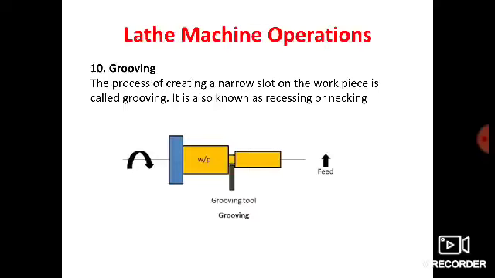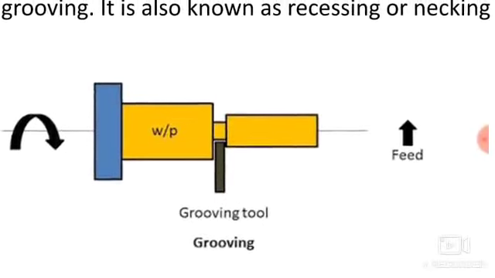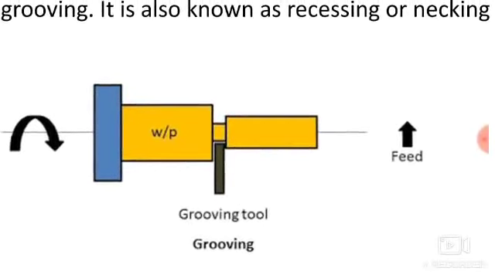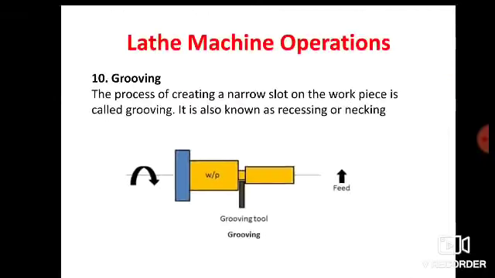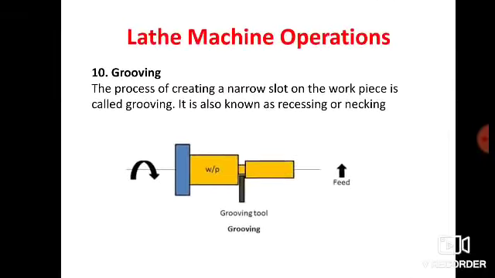So the process of creating a narrow slot on the workpiece is called as grooving. So here we are creating a narrow slot with the help of grooving tool, and this process is known as grooving operation. So grooving is the process of creating a narrow slot on the workpiece. It is also known as recessing or necking.